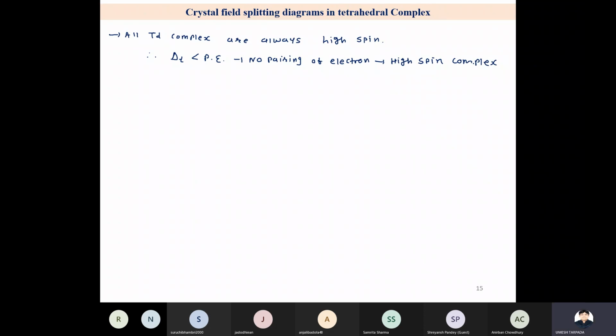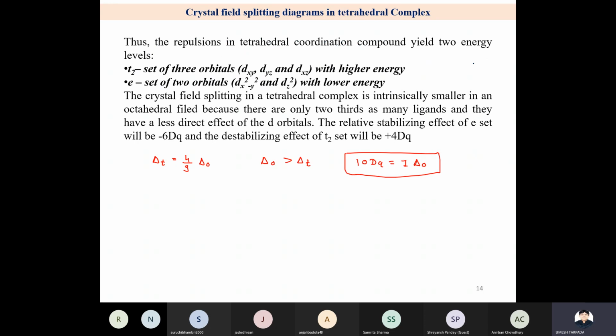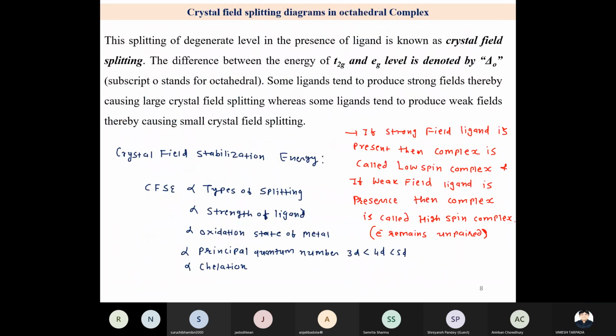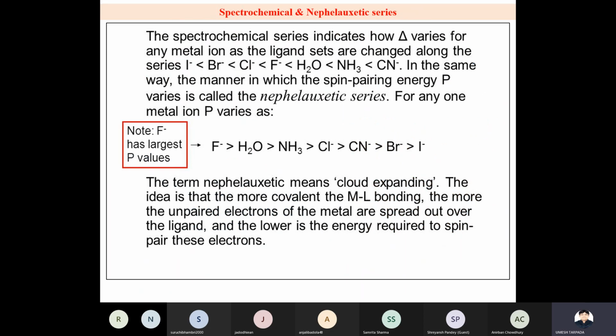But the case is the opposite in octahedral complexes. If pairing energy is less than splitting energy, then you can have pairing. In the case of octahedral complexes, according to the electrochemical series, if the octahedral splitting energy is greater than the pairing energy, then pairing of electrons takes place. That complex is a strong field complex. Splitting energy is greater than pairing energy, so pairing of electrons takes place.